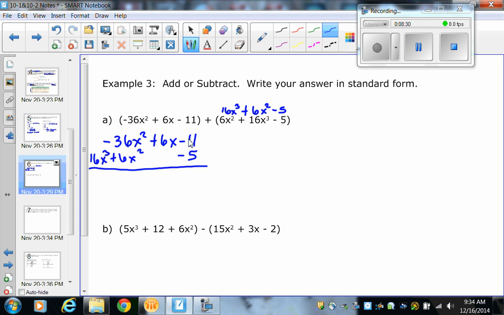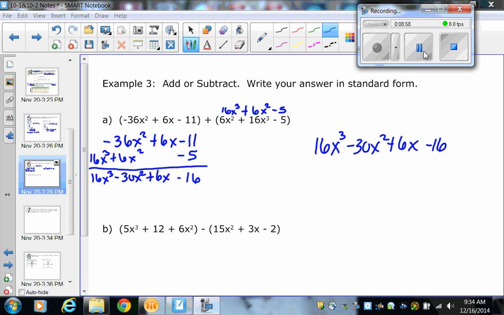And we're adding these, so negative 11 and negative 5 makes negative 16. 6x and 0x really makes 6x. Negative 36x squared plus 6x squared is going to give me negative 30x squared. And then you have your 16x to the third. So the answer to this problem would be 16x to the third minus 30x squared plus 6x minus 16.